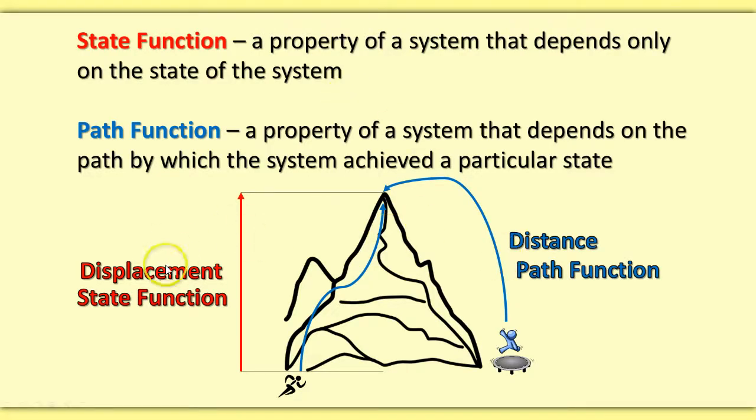All right, so to recap, a state function depends only on the current state of the system. In this case, our system would be the runner and the mountain. So the state we're concerned with is the height of the mountain. That's what's going to determine the displacement. The distance traveled is going to be determined by how the traveler gets to the top of the mountain. Therefore, it will be a path function because it does depend on the path taken.